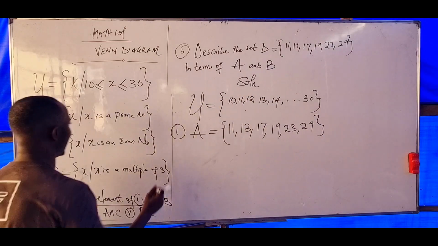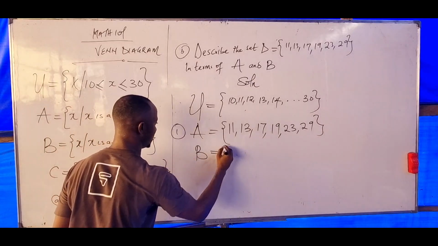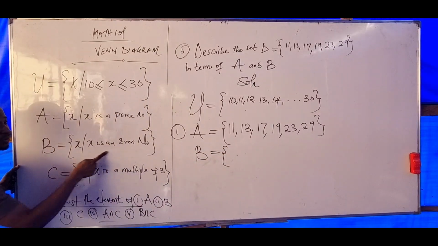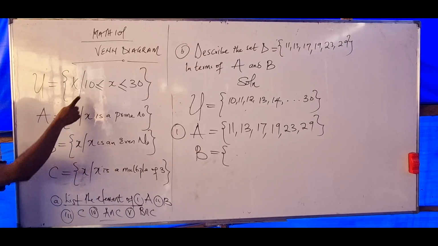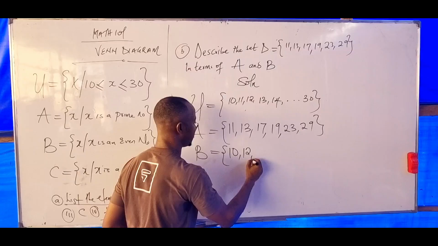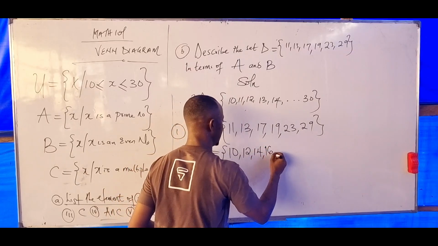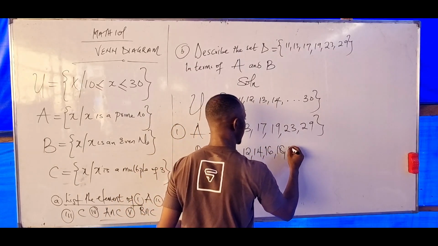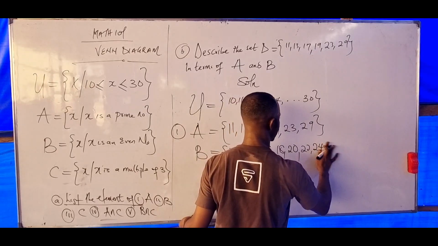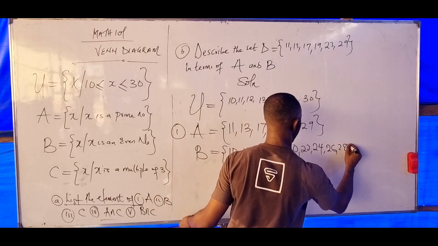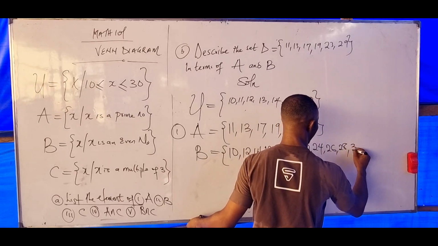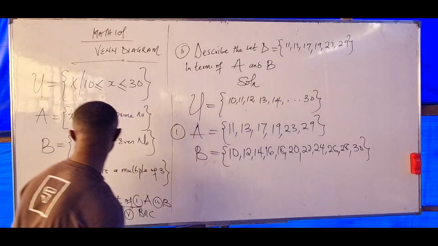Now let's list out B. B is, S is an even number. I will start from where again? 10. Let's go. 10, 12, 14, 16, 18, 20, 22, 24, 26, 28, and 30.